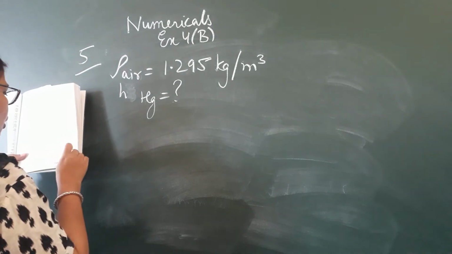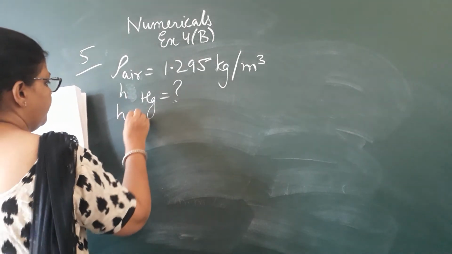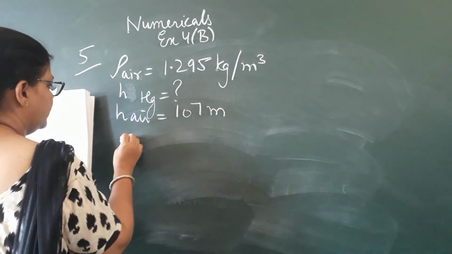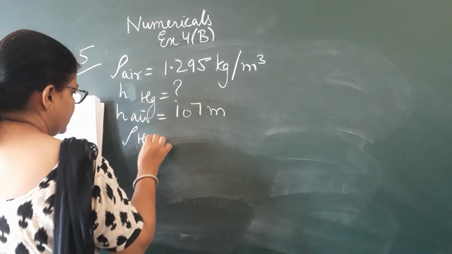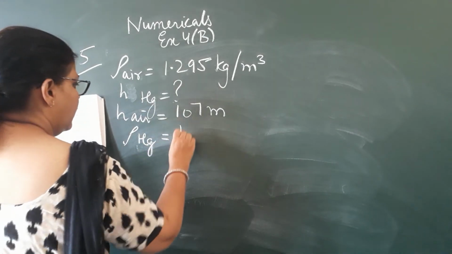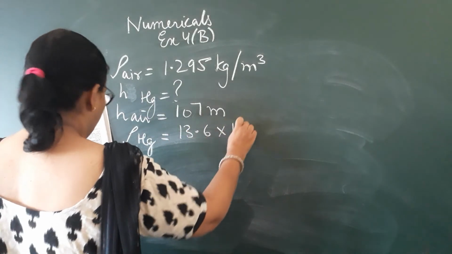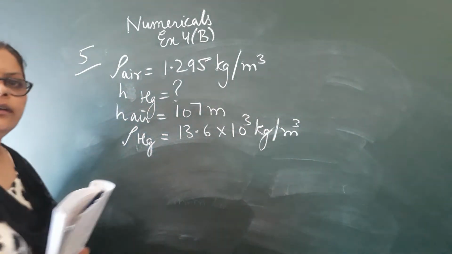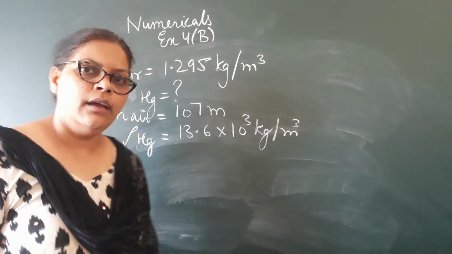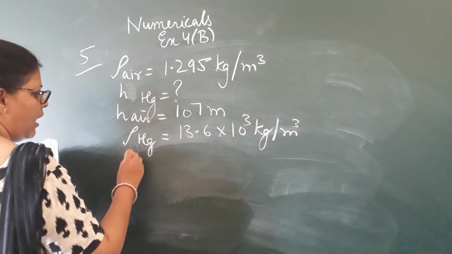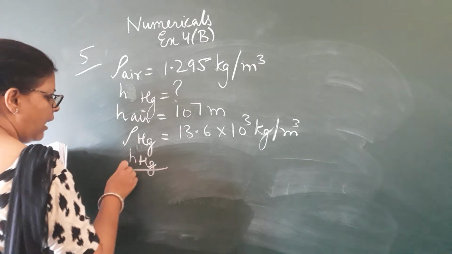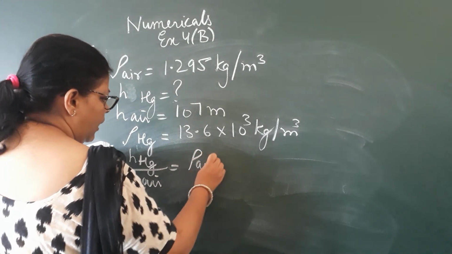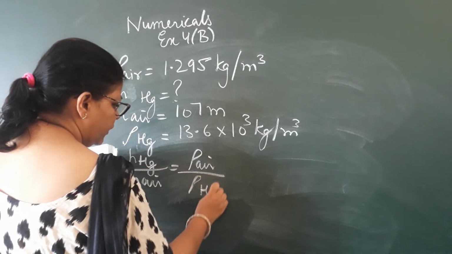And what else? H of air is given. H of the air is given to be 107 meters, and the density of Hg is given to be 13.6 into 10 to the power 3 kg per cubic meter. So children, again it's a comparison question. Very clear. You will take height of mercury upon height of air is equal to density of air upon the density of mercury.